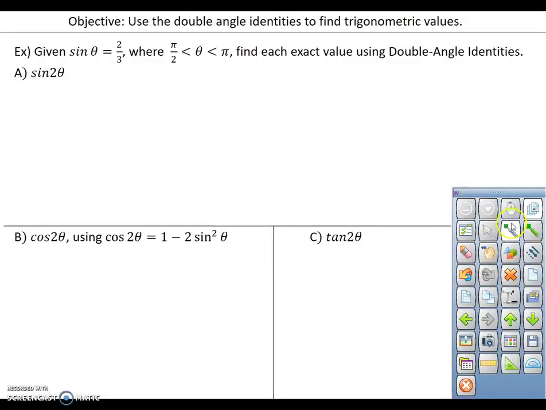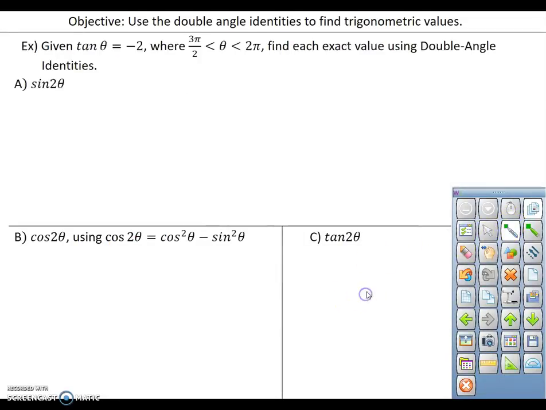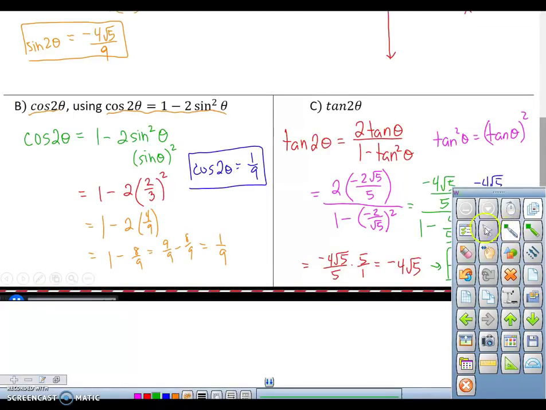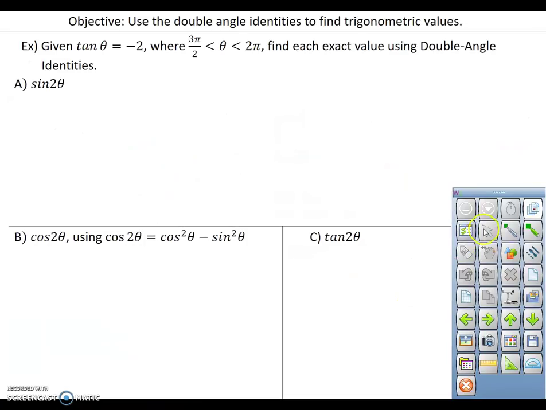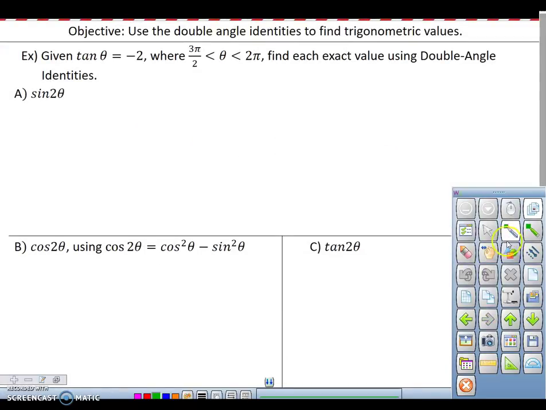Looking at our second example. So for our second example, we are given that we know the tangent of angle theta is equal to negative 2, and we are told angle theta is between 3 pi halves and 2 pi, and that would be our quadrant 4. So again, what I would do first is draw myself basically a picture of where this related triangle to angle theta would be located, which is in quadrant 4.